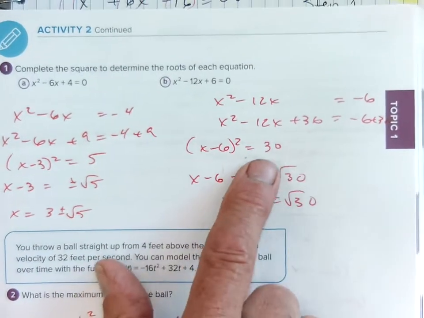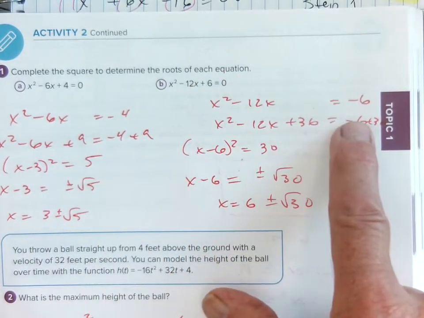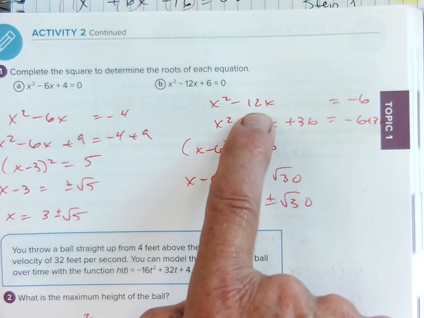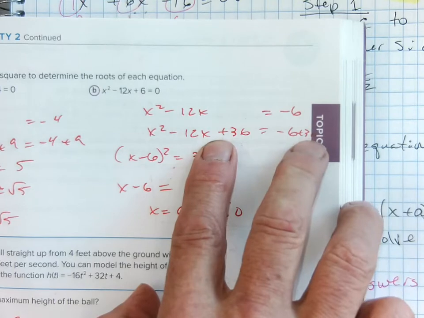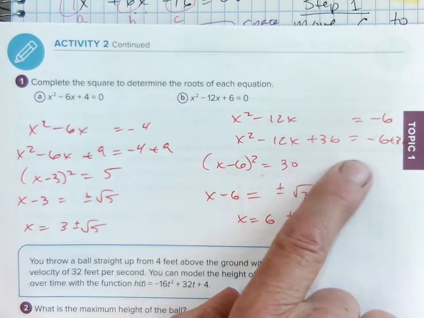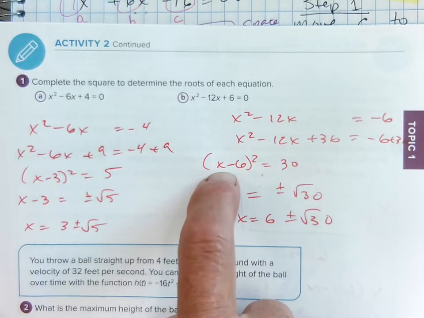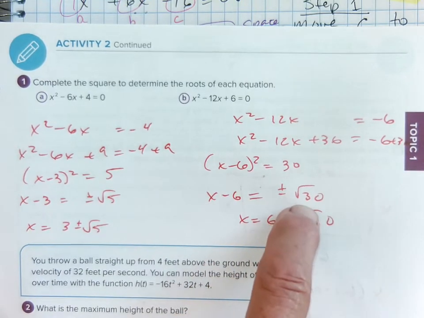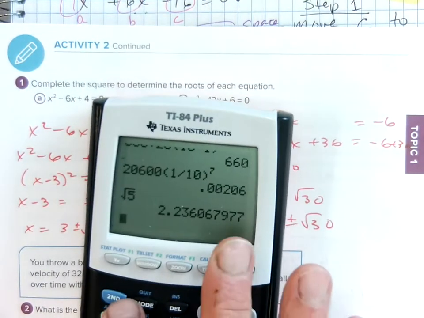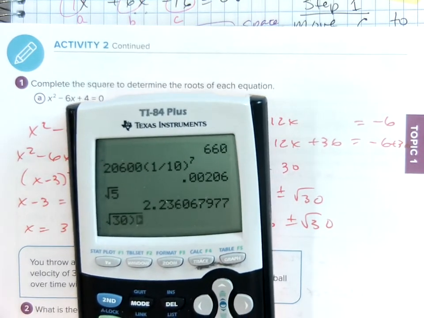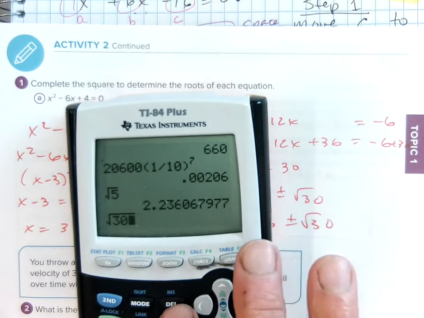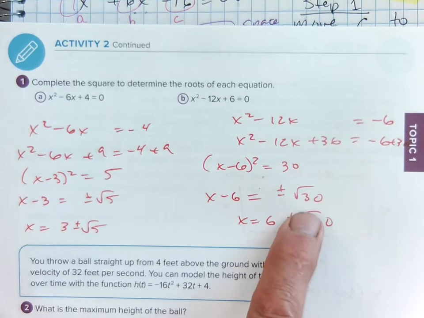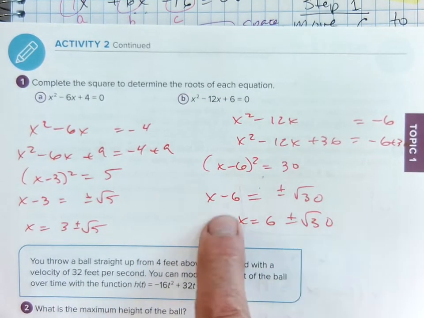We did the same thing on this question. We brought over the 6, took half of 12, which is 6, and we squared it, which is 36. We added that to both sides. This will factor into x minus 6 quantity squared. Square rooted. Square root of 30 is a pretty ugly number, about 5.477, or we just kept the square root of 30. I add 6, and here's my two answers, okay?